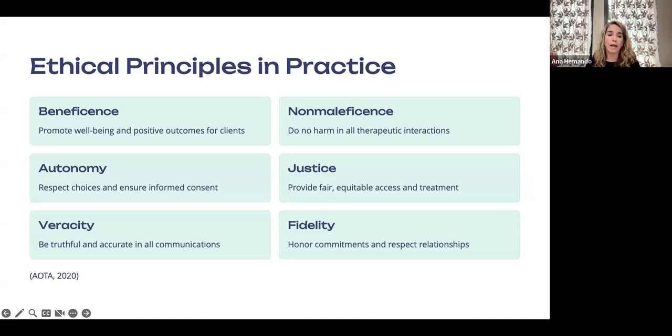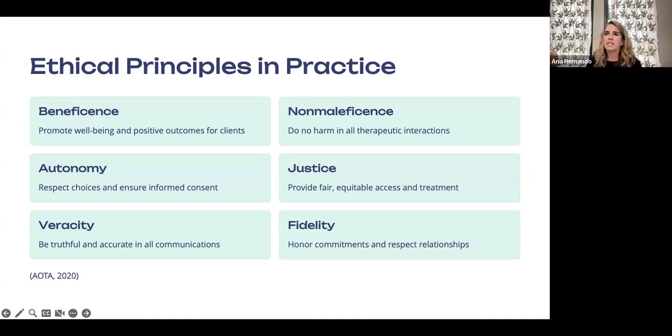Veracity is to be truthful and accurate in all communications. Everything that we're saying is truthful and accurate to the best of our knowledge. Non-maleficence is to do no harm in all therapeutic interactions. That's the one that everybody thinks of as the Hippocratic Oath, right? First, do no harm in my therapeutic interactions. Justice is to provide fair and equitable access and treatment. Fidelity is to honor commitments and respect relationships.